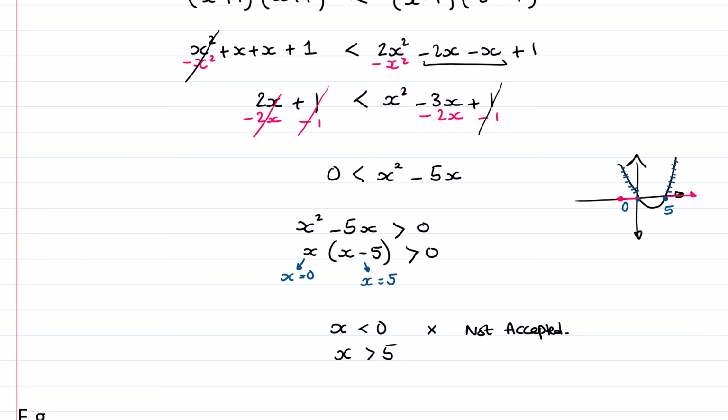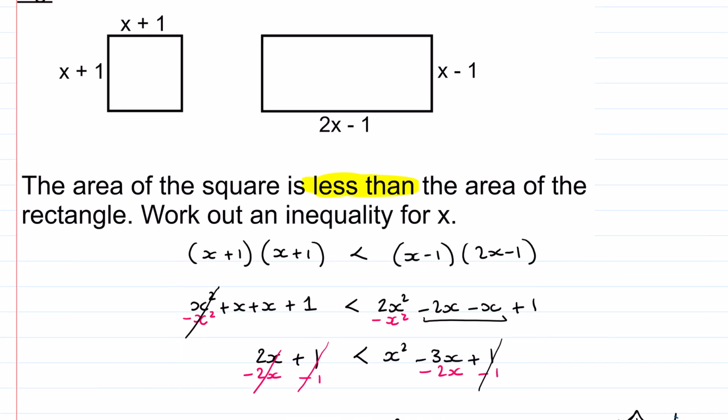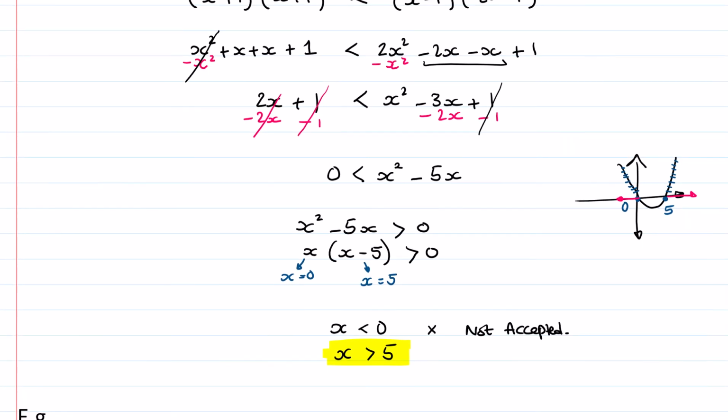The answer that's going to be accepted is values for x bigger than 5. So when x is bigger than 5, the area of the square will always be less than the area of the rectangle. For this example, we have to choose an answer because it's about measurements and dimensions, and you can't have a value for x that's smaller than 0.